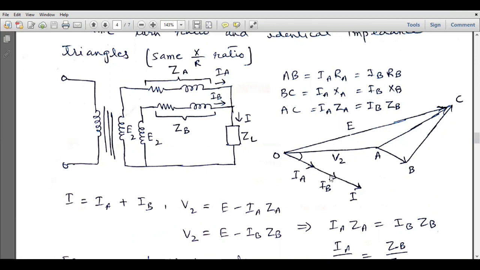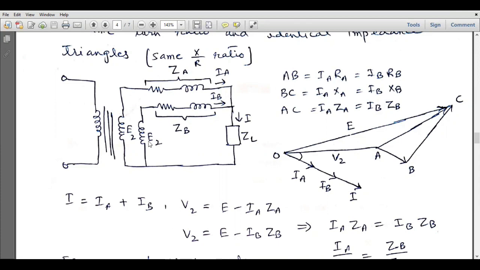of transformer B. So the magnitudes are different because the impedances are different, but the phases of these currents will be the same. And the vector sum of these two currents is I, which is the load current, and the load current will also be in the same phase. So we can write, based on this discussion, that I is equal to IA plus IB, and we can write V2 is equal to E minus IAZA.